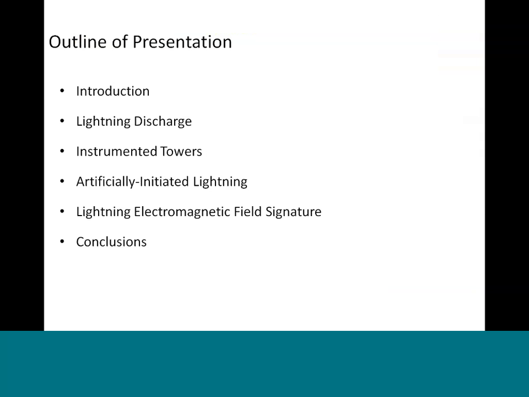First, we will have an introduction: what's lightning, the lightning discharge. Then I will review instrumented towers and artificially initiated lightning, and I will also review lightning electromagnetic field signatures, the most important signatures for electromagnetic engineers. I will finalize my presentation with concluding remarks.